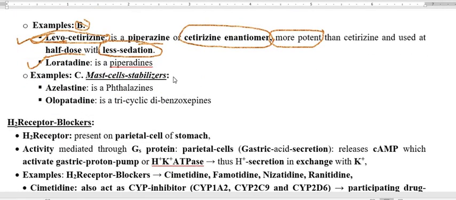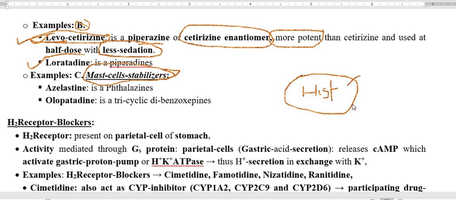The next examples, very interesting drugs, are mast cell stabilizers. As we earlier said, histamine is very much present in the mast cell, where it is synthesized and stored in the granules, and if the cell gets ruptured, histamine is going to be released. The best example is the attachment of the antigen with the antibody present on the mast cell receptor, and therefore it bursts and histamine is released, and therefore it will cause anaphylaxis.